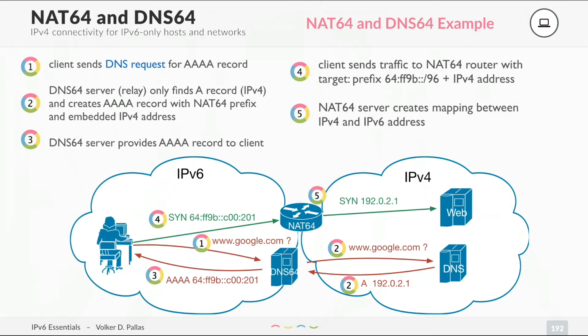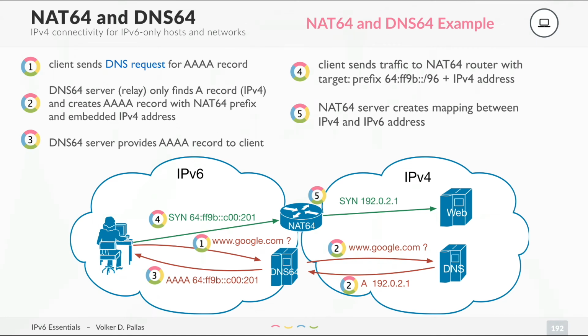At first, the client, which is IPv6 only, sends a DNS request for a quad A record of Dropbox.com. Number 2, the DNS64 server, which is a relay, can only find an IPv4 address for Dropbox.com, but it still creates a quad A record with a NAT64 prefix and the embedded IPv4 address. Number 3, the DNS64 server provides the client with a quad A record. So the client requested the quad A record for Dropbox.com and it receives a quad A record. And it does not know that there was an interceptor in between, the DNS64 server.